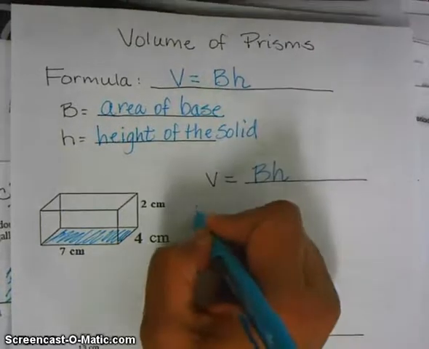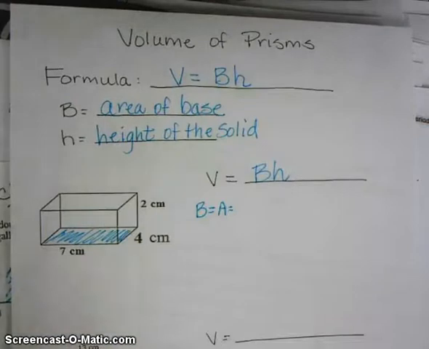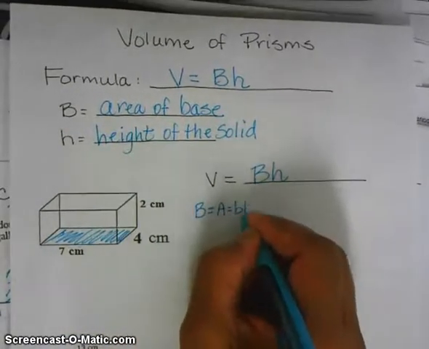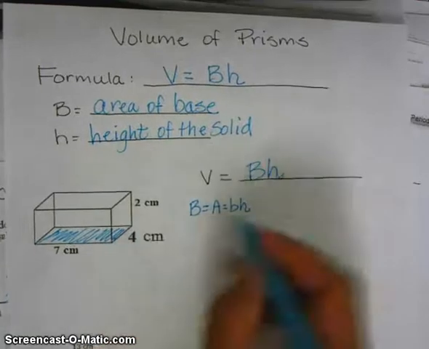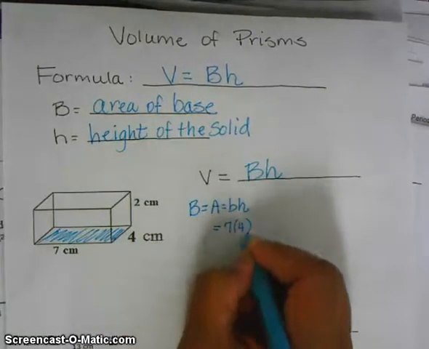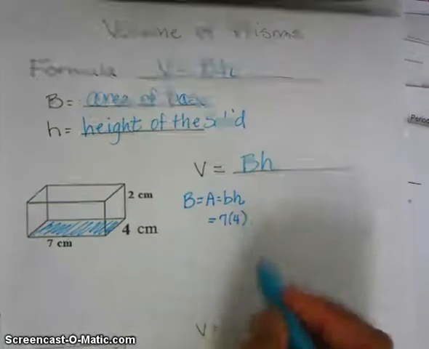Okay, so now I'm going to start with the formula, volume equals capital BH. I'm going to solve for capital B first. And remember, capital B is area of the base. So I shaded the base. Area of the base is base times height because it is a rectangle. And when I substitute my numbers, it is 7 times 4. Pause the video to do the math and then come back and check your answer.